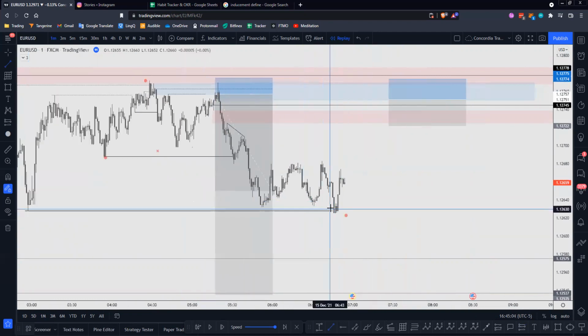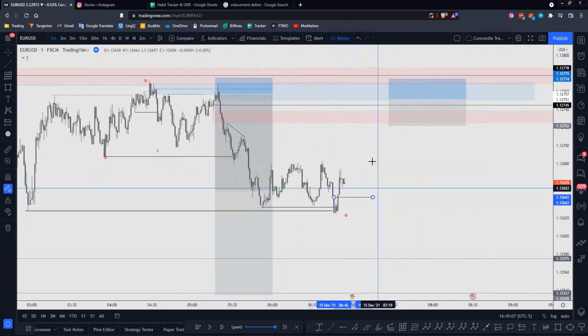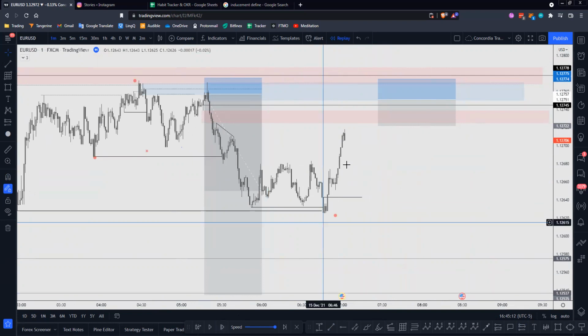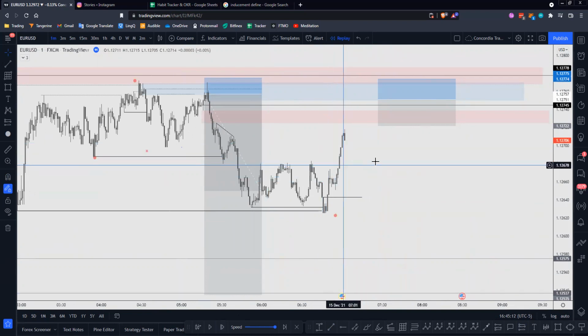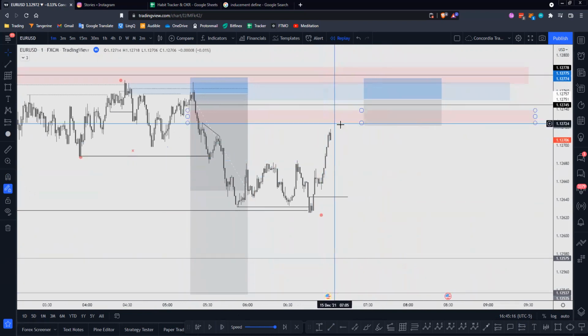But what do we have here? We sweep this low, we break that structure. We also take out these equal lows. So now this should hold and it should continue up. Okay, so let's just see. So it does. Look how inefficient this leg is coming up. Okay, this is beautiful. This is exactly what I want to be seeing.